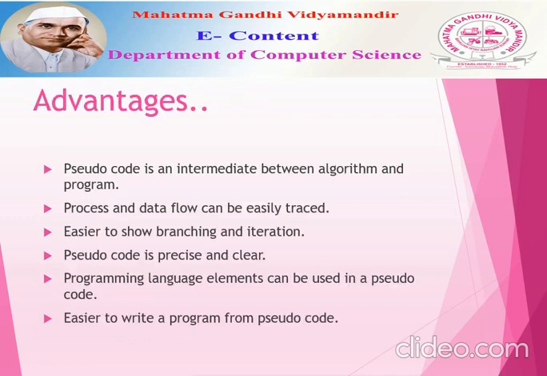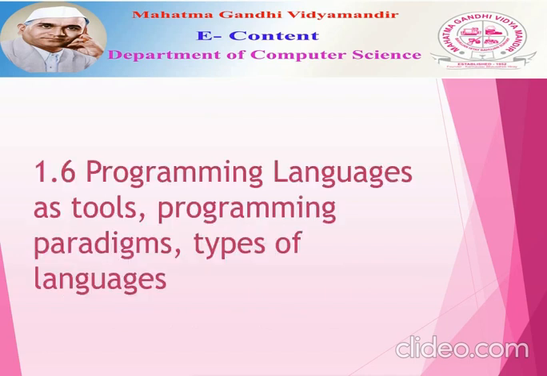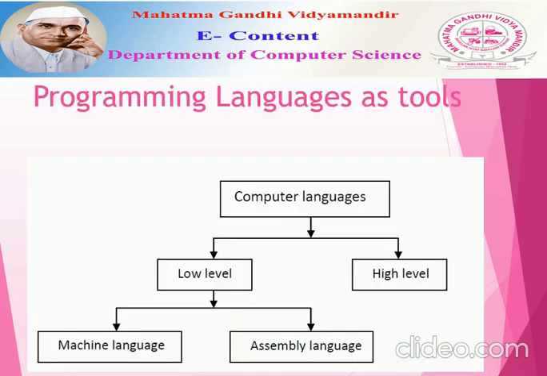It is an intermediate, and there are some advantages that we are going to see here. Pseudocode is an alternative between the algorithm and the program. Process and data flow can be easily traced, and it is easier to show the branching and iteration, that is looping, and it is precise and clear. Programming language elements can be used in pseudocode, and it is easier to write a program from the pseudocode. These are the advantages of pseudocode.